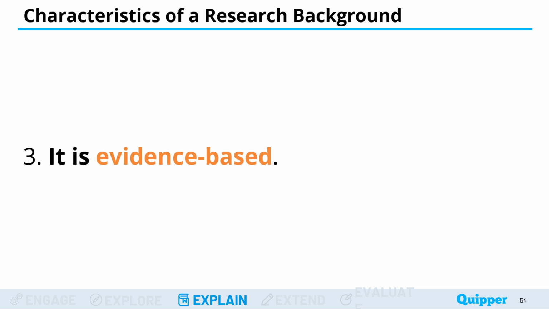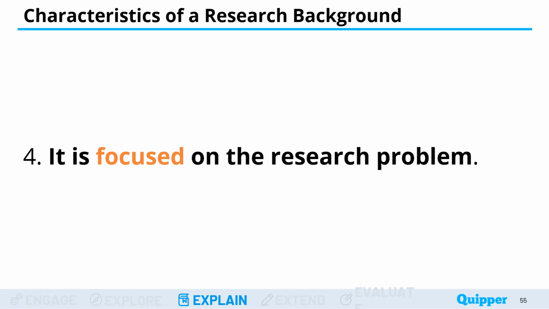It is evidence-based. So the research background should be based on facts and evidence gathered from existing studies, and personal opinions of the researchers should not be included. It is focused on the research problem. So a well-written research background highlights important aspects of the research problem, and unnecessary and unrelated information should not be included.